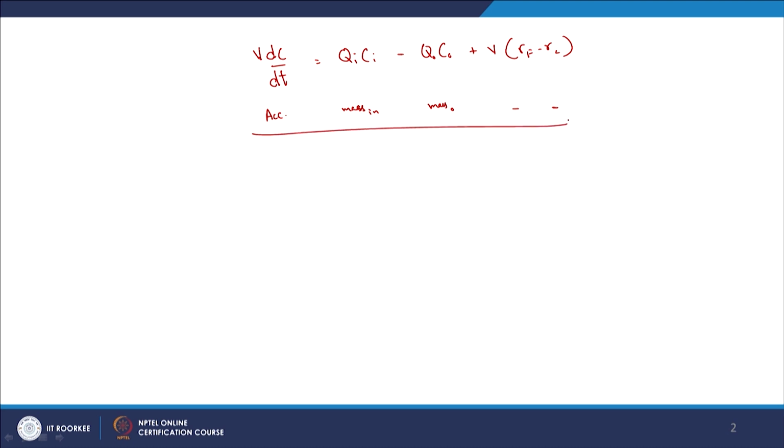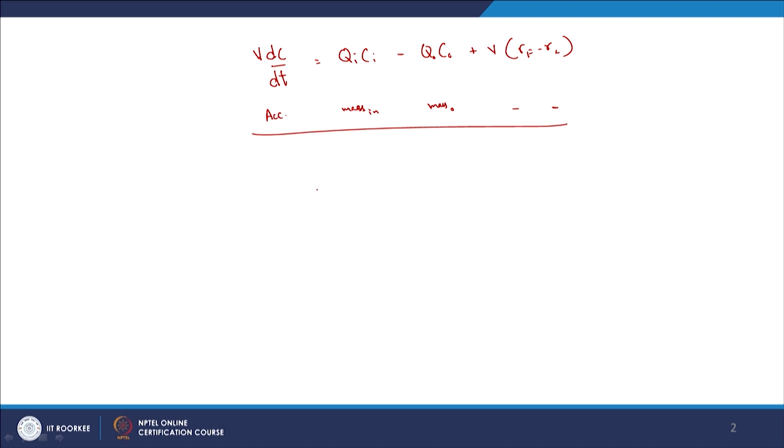For the macroscopic scale, we had V dC by dt. This was giving me an idea about the accumulation of the compound, equal to Q in C in, the mass coming in per time, minus Q out C out, the mass going out, plus volume into rate of formation minus rate of loss, as in reactions leading to formation and loss of that particular material. And this is our case for the macroscopic systems.